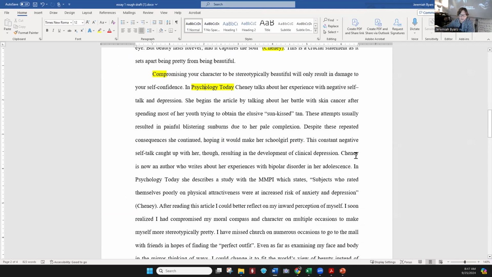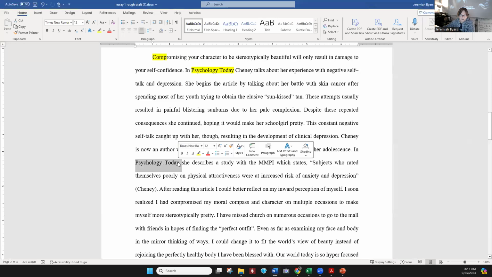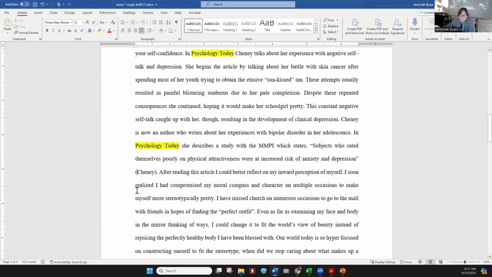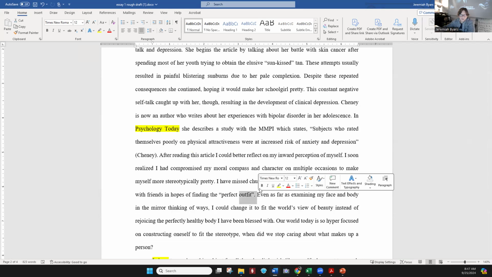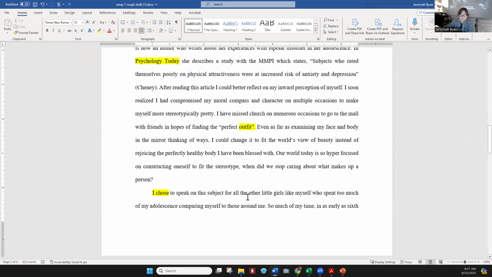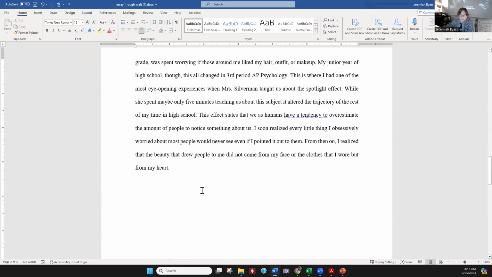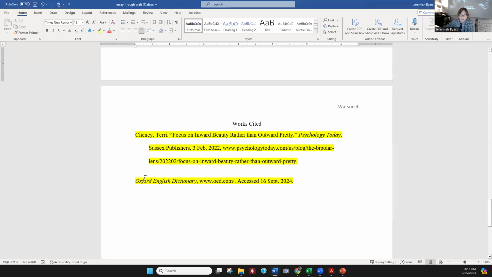She does it again here. Cheney is now an author who writes blah, blah, blah in Psychology Today. That's an error. It should be in italics. And then technically this is okay because in this sentence, Cheney's name is not mentioned. So it's fine. But this is an error because that period should be inside the quotation mark. All right. And then I chose, okay, so this is personal. Great. That's good.